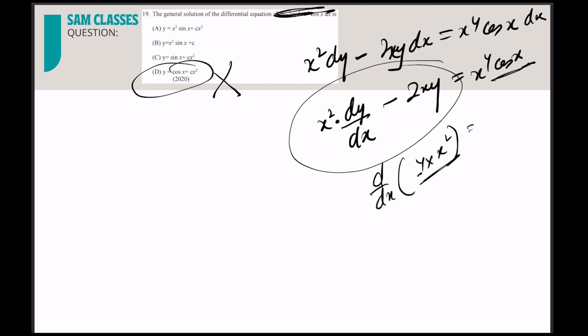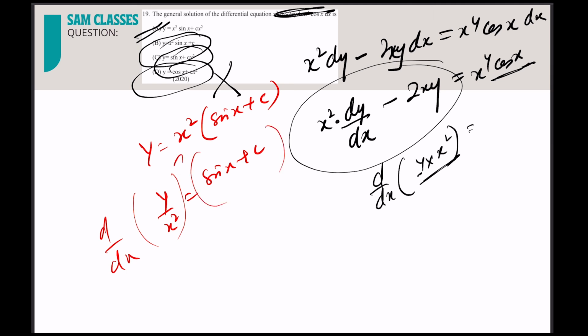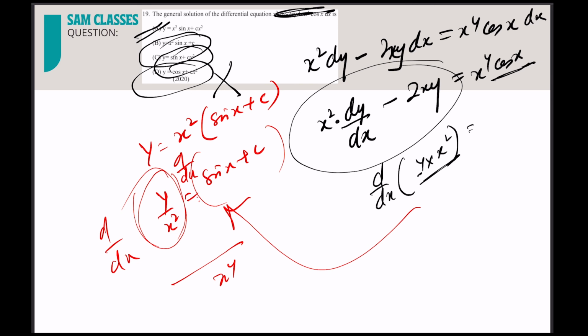Here we can't take x square common. So by option checking, we can say A has to be the answer, because y is equal to x square into sin x plus c. So we can write y by x square is equal to sin x plus c, and then differentiate d by dx of both sides. Correct? We got x power 4 here if we differentiate. We got the answer only. So all the time, we don't have to do the whole thing. The moment we understand like this, that we need y by x and x square has to come common, we can solve it very easily.